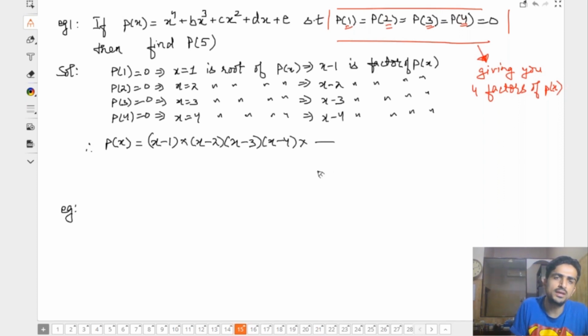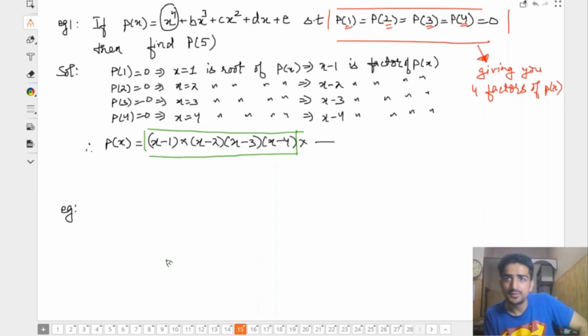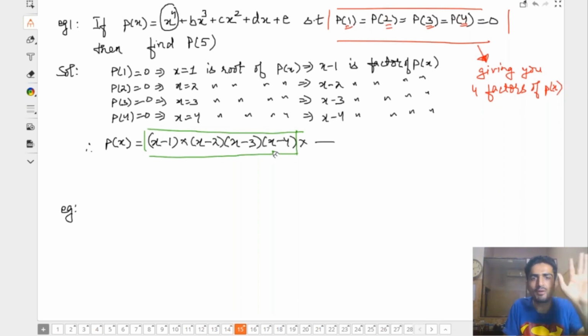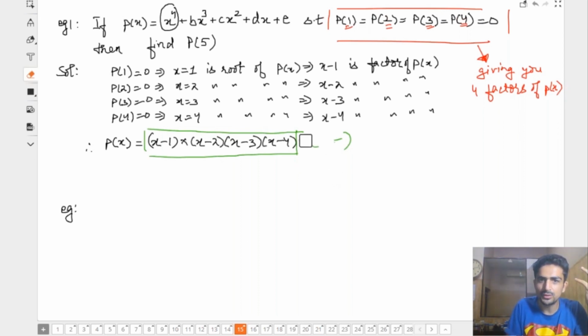Now you just tell me, what is the degree of p of x? X power 4. Can it have more than 4 factors? Just tell me. Can it have more than 4 factors? No. Very good. When you multiply this, already x power 4 is created. No x more can be there, or it will be x power 5. Very good, guys. So primarily this is your p(x).